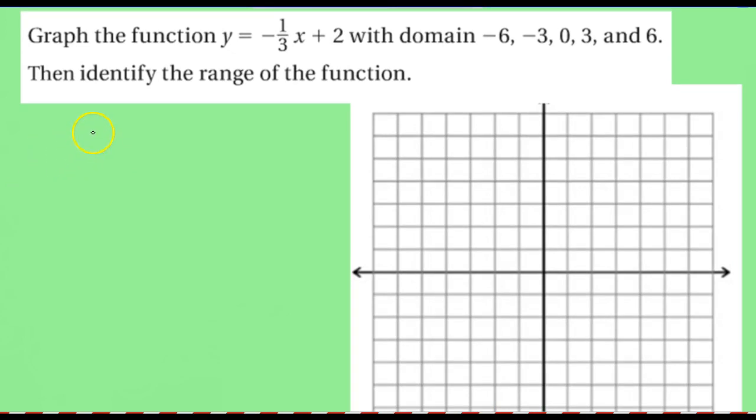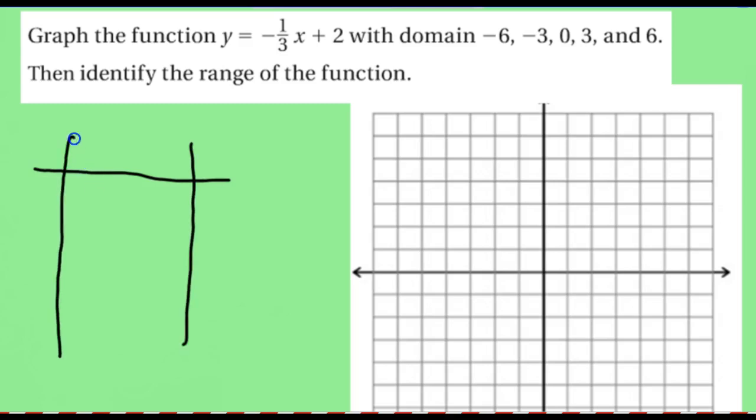Graph the function y equals -1/3 x plus 2. So what we're going to do is draw our table to help us graph. We have x. In the middle we have -1/3 x plus 2. And then we have y. Our domain says -6, -3, 0, 3, and 6. So we are going to replace x with the numbers that we have here.